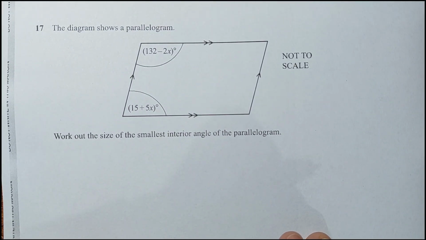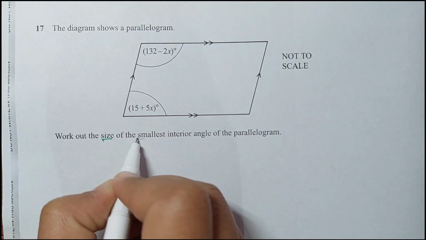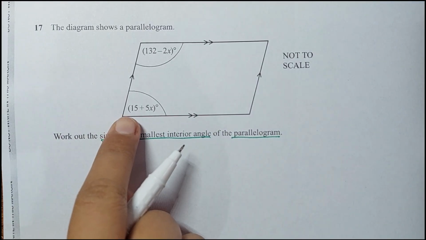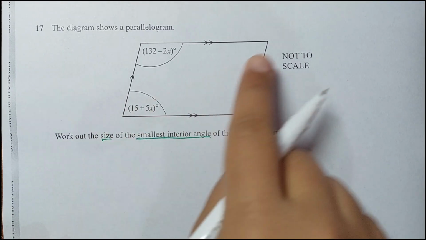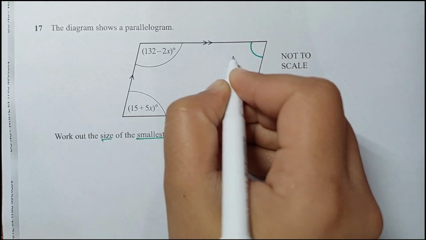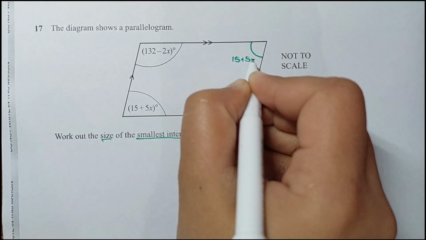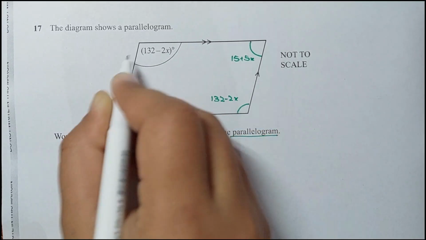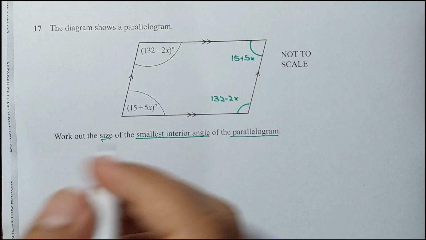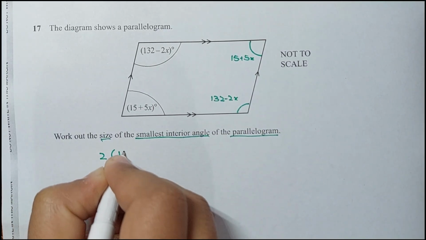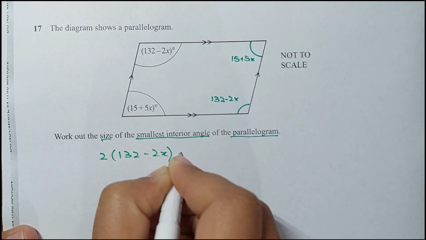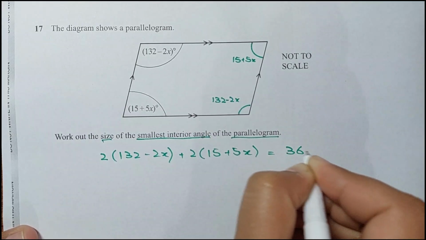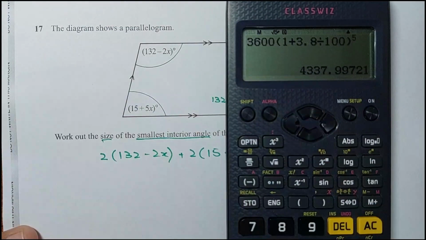Question number 17. The diagram shows a parallelogram. Work out the size of the smallest interior angle of the parallelogram. Okay, so for the parallelogram, if this angle is 15 plus 5x, this is also 15 plus 5x. This angle is 132 minus 2x. This is also 132 minus 2x. The sum of all angles of a parallelogram adds up to 360 degrees. So there is 2 times (132 minus 2x) plus 2 times (15 plus 5x), and their sum is equal to 360 degrees. Let me simplify this.